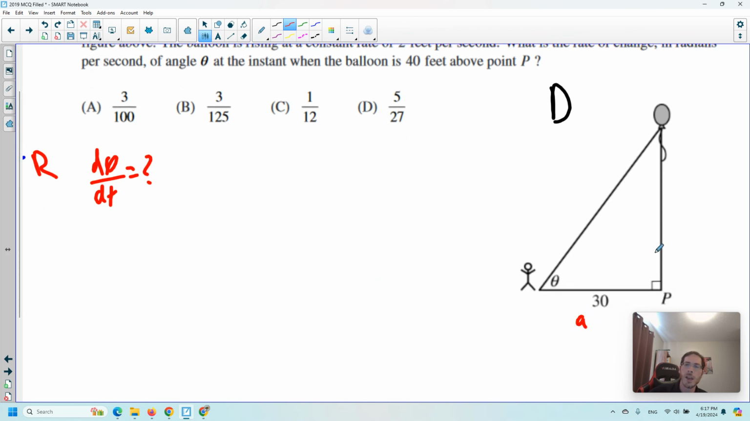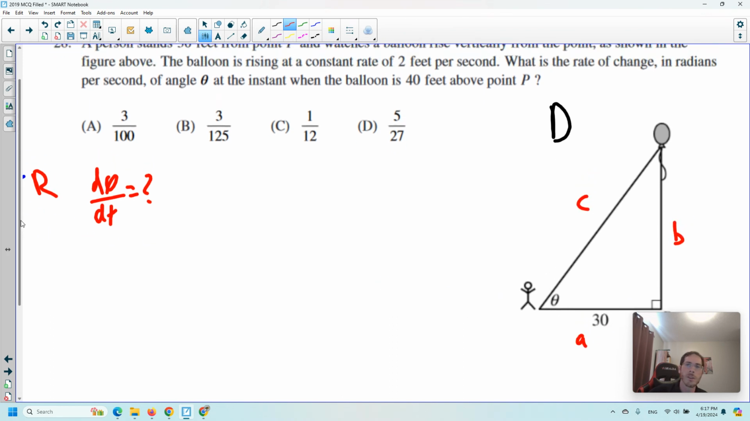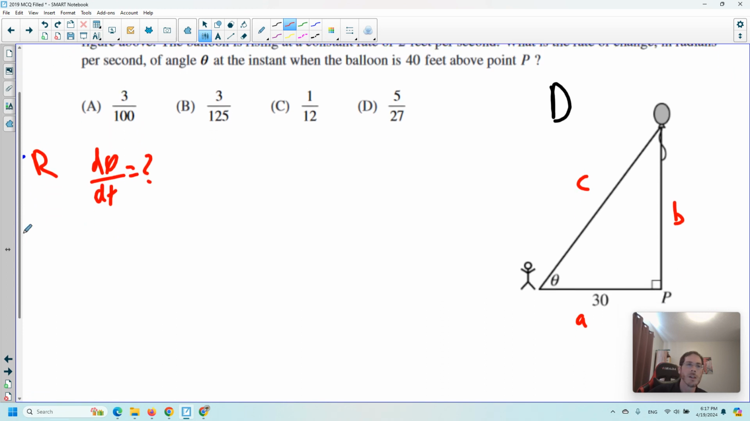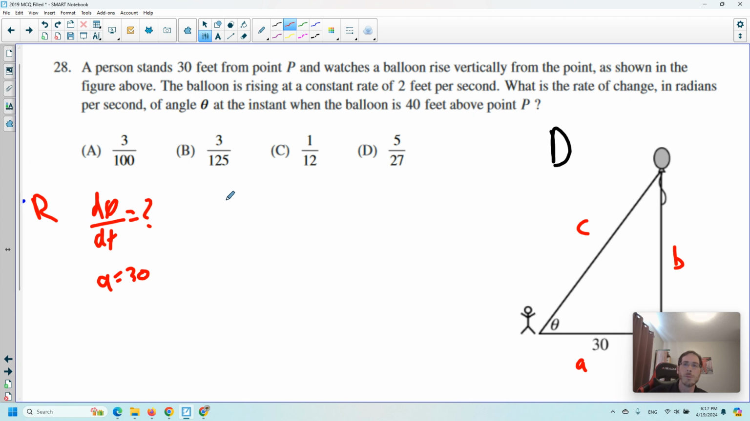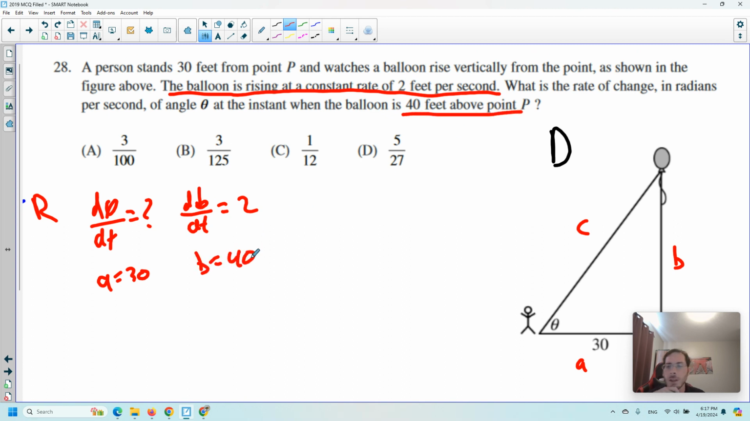So let's call this A, B, and C. We might not need everything, but we'll see what we need. So we know that A is 30. So dA dt we don't really need. It would be 0. We're not really moving. B, we have some information about B or C. The balloon is rising at a constant rate of 2 feet per second. So that's dB dt. So that's going to be 2. We're told the instant the balloon is 40 feet above point P. So we know B is equal to 40. All right. So that's all of the information that we've got. So that's our rate box.